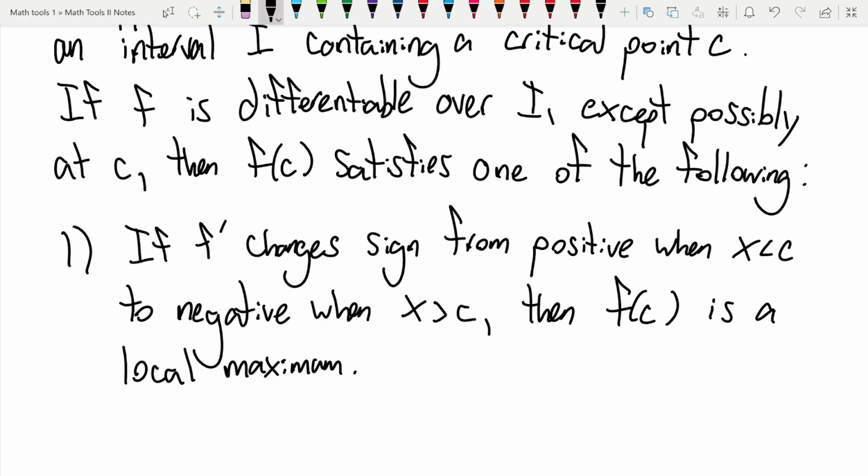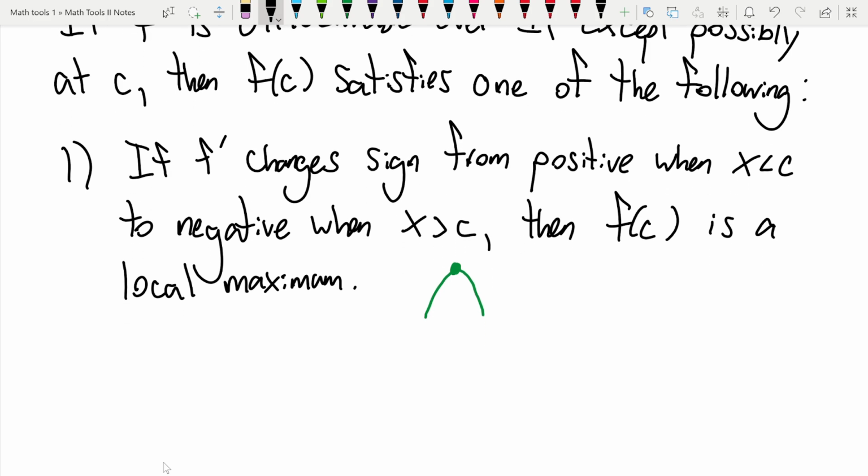Okay, and this should make sense if you just draw a quick little picture of what this would mean, right? If you have some point f of C, and to the left of it, the derivative is positive, meaning that it's increasing, and to the right of it, the derivative is negative, meaning that it's decreasing. That definitely looks like a maximum, right? Okay.